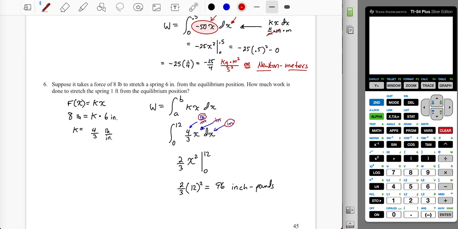So we could do it that way. We could have converted it over into feet and gotten an answer in foot-pounds. That's a matter of preference, though.